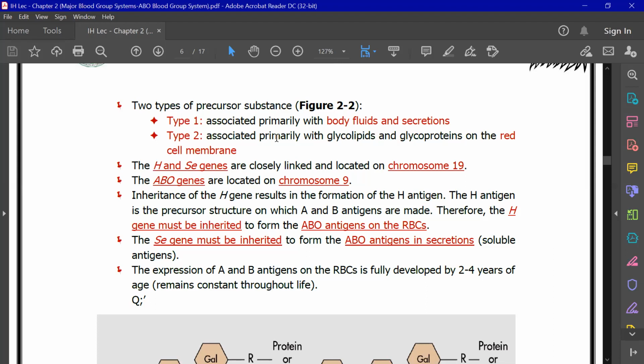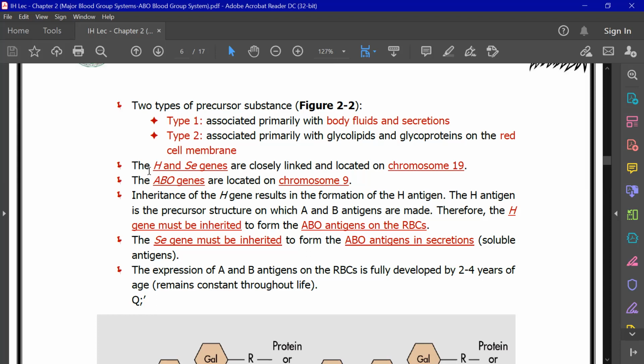Class, nakukuha? Yes, ma'am. Pag type 1, if we are talking about type 1 precursor substance, this is responsible for the formation of your soluble antigens, meaning the ABO antigens in your body fluids and secretions. Pag type 2 naman class, this type of the precursor substance is primarily responsible for the formation of your red cell antigens. Red cell antigens, we are talking about the antigens that are bound or located dun sa red cell membranes ninyo. Okay? So I hope naintindihan nyo.